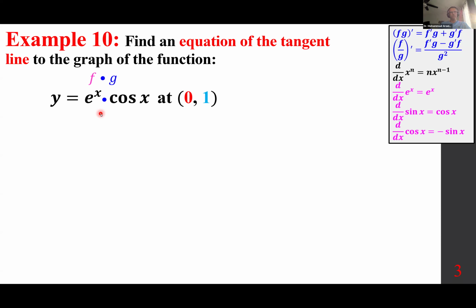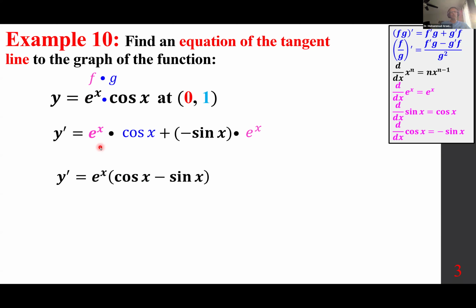So having said that, we are going to follow the shorthand notation. (fg)' is f' g plus g' f. So f' is e to the power of x itself times g, which is cosine x, plus g', the derivative of cosine. The derivative of cosine is negative sine x times f. The f function is e to the power of x. And we're going to factor the e to the power of x out. We get e to the power of x times (cosine x minus sine x). That's y'.